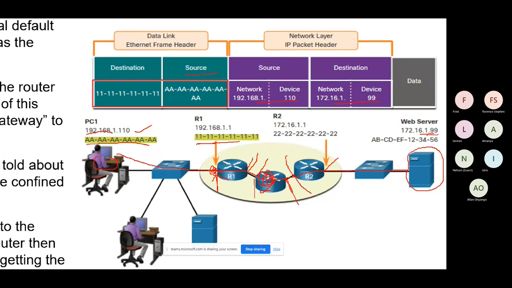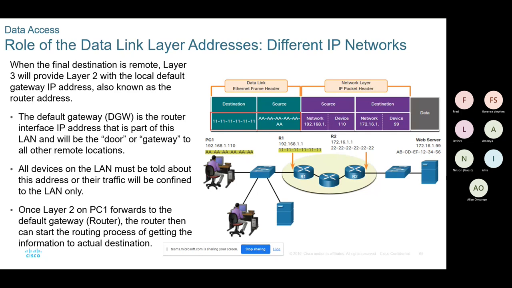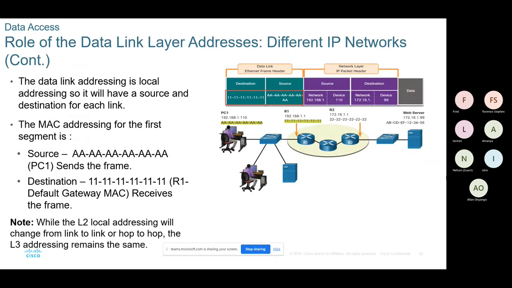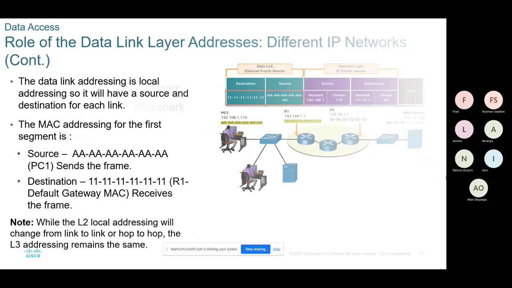R2 receives the message, removes the frame layer, and puts in another frame, which has a source MAC address of this interface here, and the destination MAC address will now be for the server, which is AB-CD-EF-12-34-56. So the MAC address changes from router to router, the IP address remains the same. The source will be 1.110, the destination will be 172.16.1.99. That is something I will still repeat, don't worry, but I want you to start absorbing that information as slowly as possible.